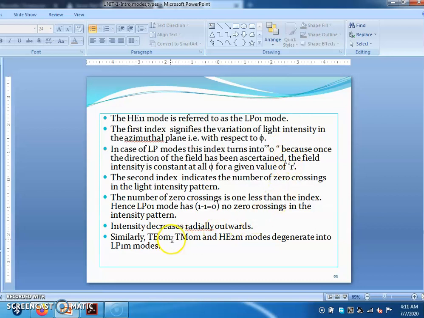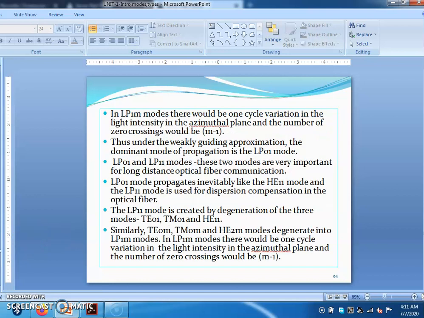Similarly, TE0M, TM0M and HE2M modes also degenerate to LP1M modes. In LP1M modes, there is only one cycle variation. Since the index is 1, it has one cycle variation in the azimuthal plane. And what about the number of zero crossings? M minus 1 zero crossings will be there.